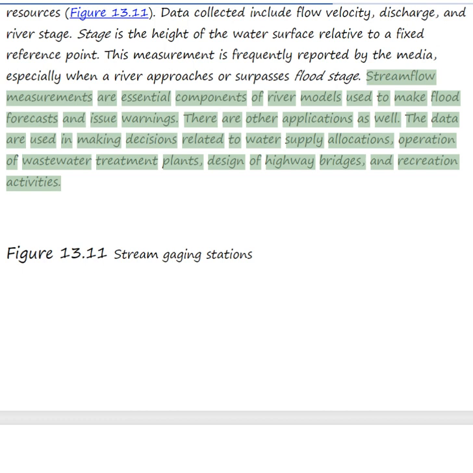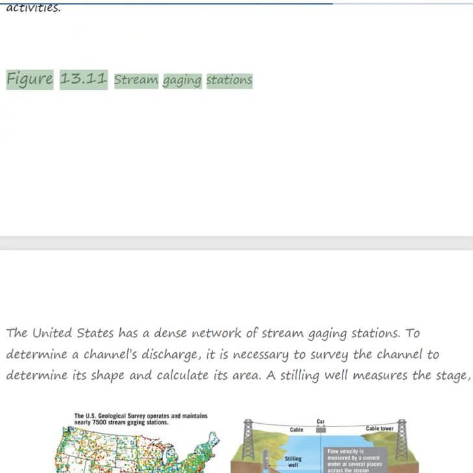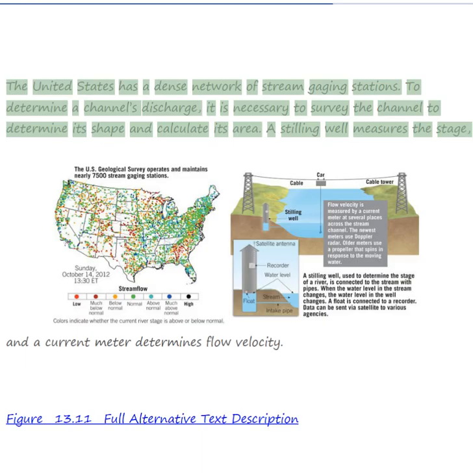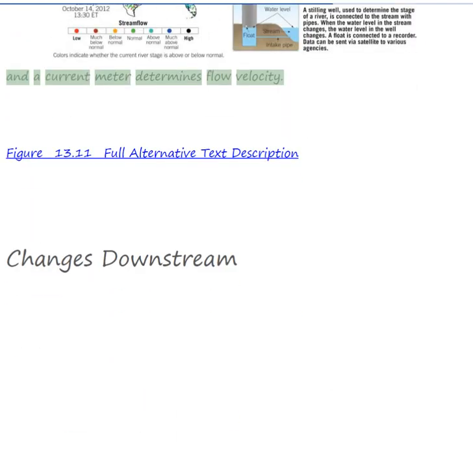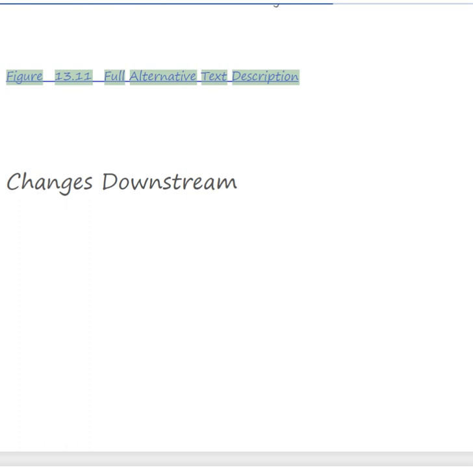The data are used in making decisions related to water supply allocations, operation of wastewater treatment plants, design of highway bridges, and recreation activities. Figure 13.11: Stream gauging stations. The United States has a dense network of stream gauging stations. To determine a channel's discharge, it is necessary to survey the channel to determine its shape and calculate its area. A stilling well measures the stage, and a current meter determines flow velocity. Figure 13.11 Full alternative text description.